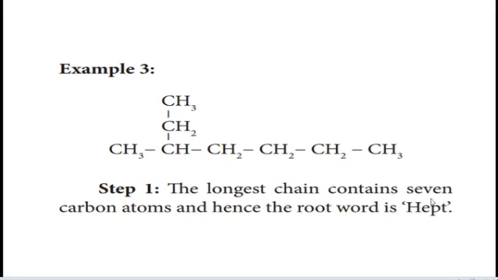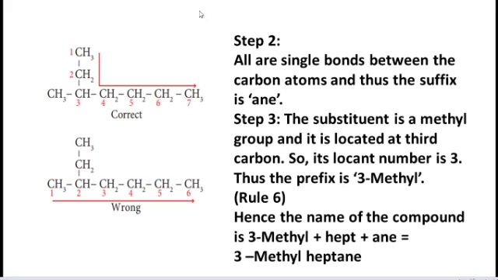The longest chain contains 7 carbon atoms, and hence the root word is hept. Then step 2: all are single bonds between the carbon atoms. First to second, second to third, all are single bonds only, and thus the suffix is ane.